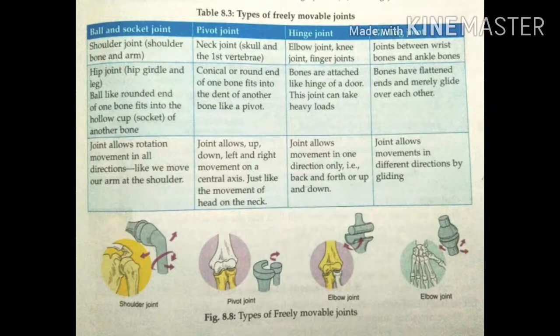These are the different types of freely movable joints: ball and socket joint, pivot joint, hinge joint and gliding joint. These four are examples of freely movable joints.